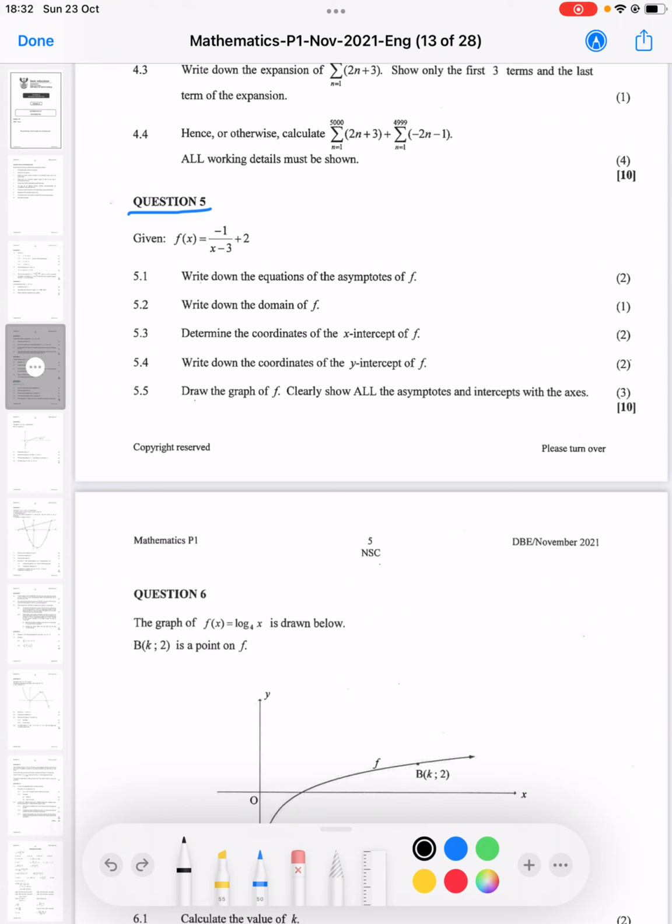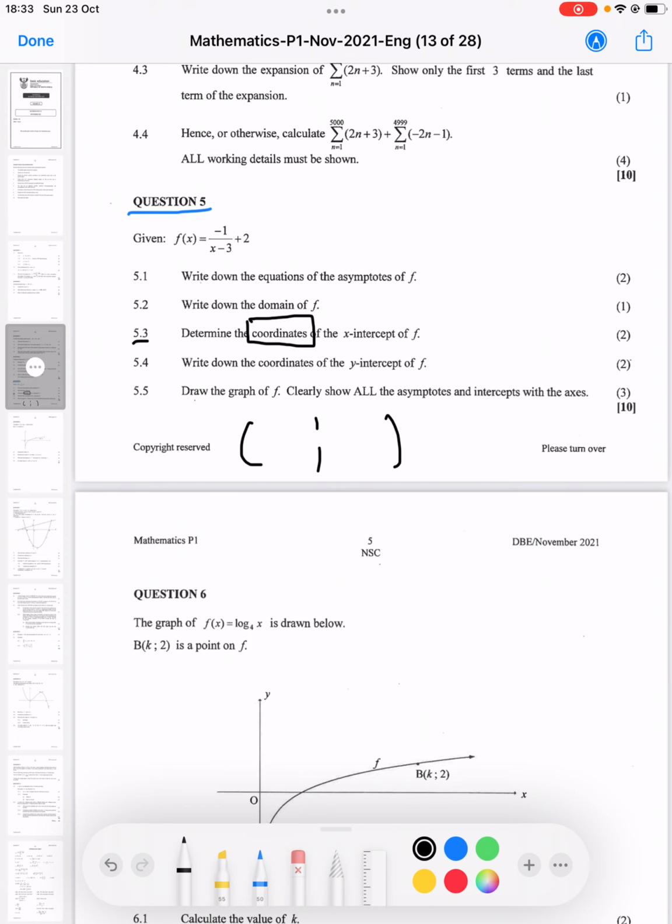5.3 says determine the coordinates of the x-intercept. Most importantly, this is the cream of the question. They want you to determine the coordinates. This is how you represent the coordinates. Don't find yourself giving a final answer and then leaving it there. This is the format in which you write the coordinates.